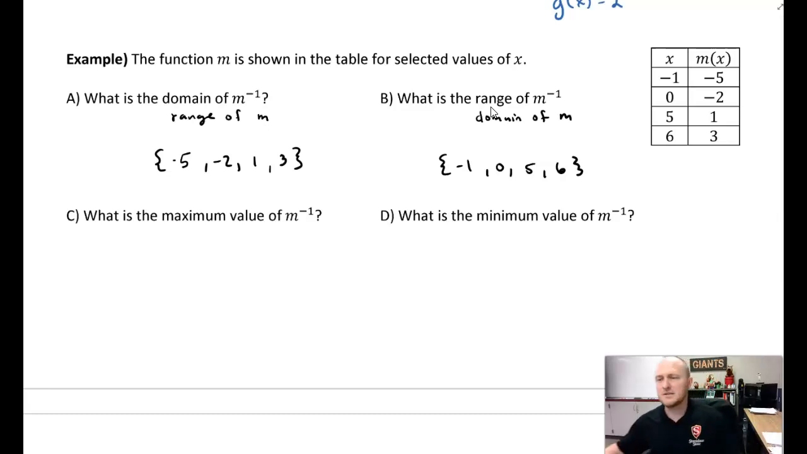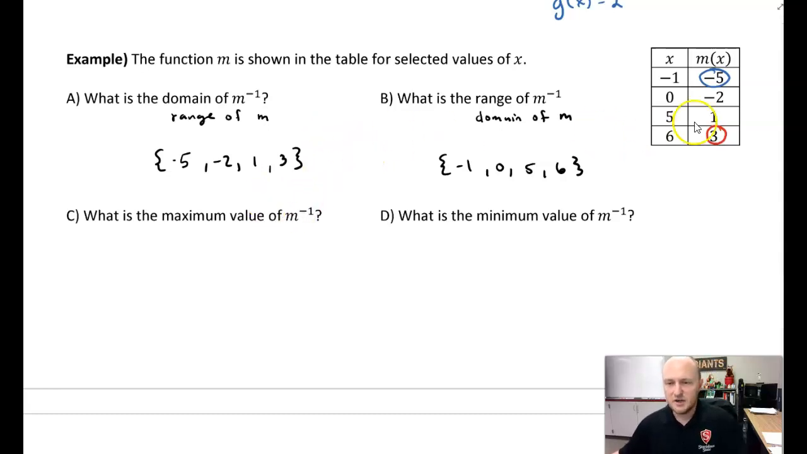C and D ask about minimum and maximum values of M inverse. I'll first talk about what a max and a min is of a function. What if this was, what's the maximum value of M? That would be the biggest M value or output value. So it'd be 3. And what's the minimum value of M? That would be -5.